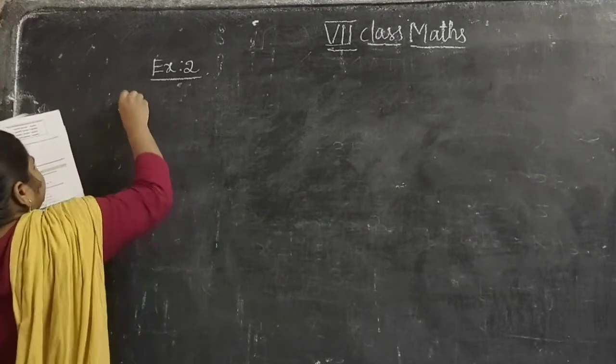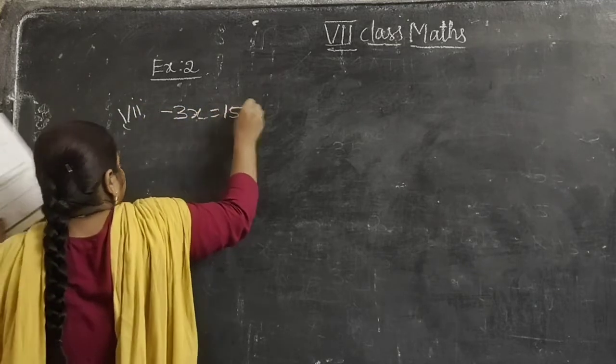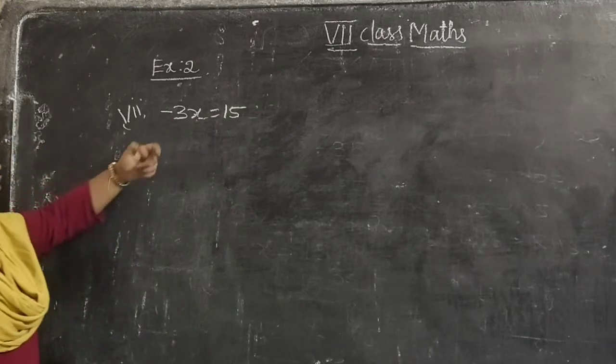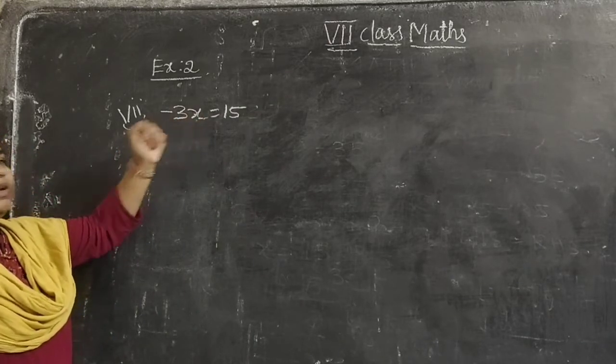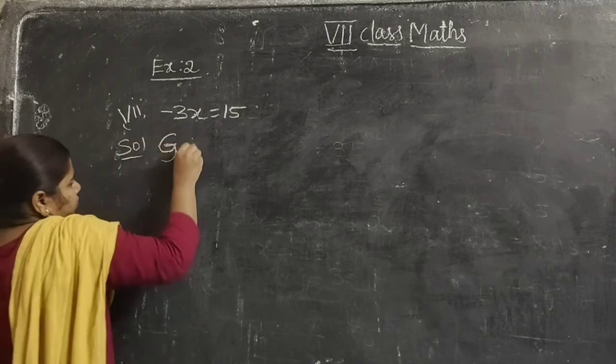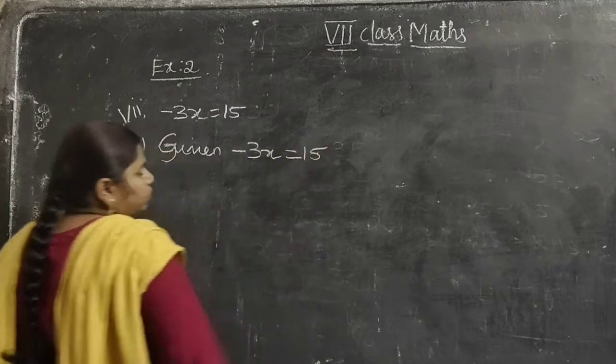Seventh, minus 3x is equal to 15. Now x is linked with minus 3. And what is the relation of minus 3 and x? That will be multiplication. So given minus 3x is equal to 15.